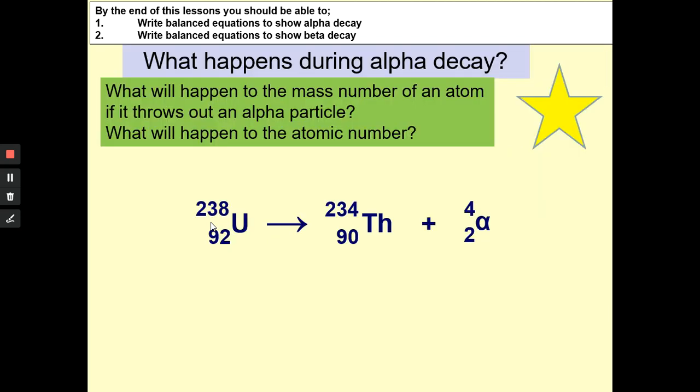If we're going to represent that as an equation, you can see a nuclear decay equation for alpha decay in the middle of your screen now. Look carefully at it and see if you can answer the questions. What will happen to the mass number of an atom if it throws out an alpha particle? What will happen to the atomic number? Have a think about it, pause the video.